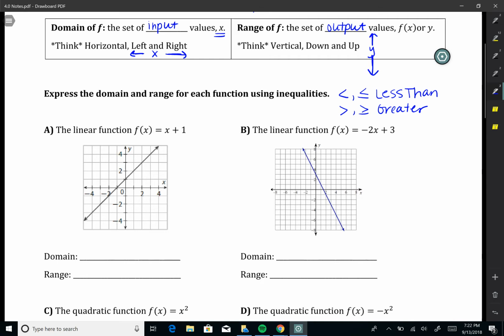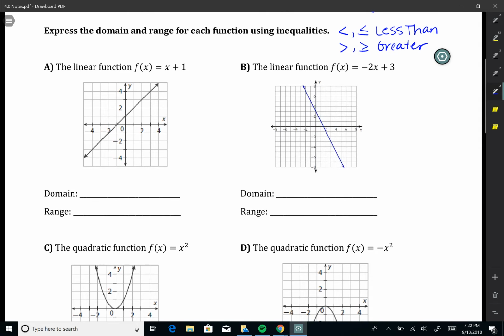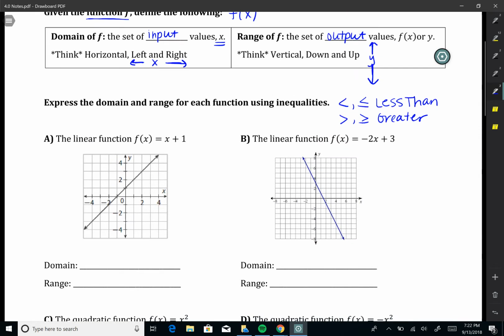Okay, we're going to start off with letter A. It is the linear function f of x equals x plus 1. So it's been graphed for us. And so we're just going to look at our graph and determine the domain and range, thinking like I have in these boxes, thinking left to right and then down to up.